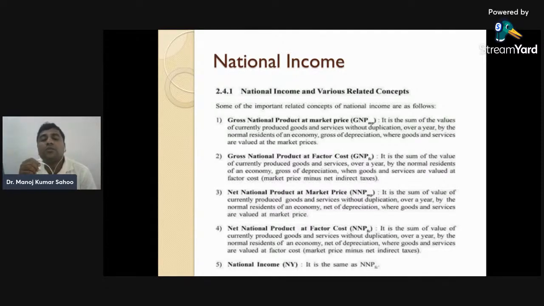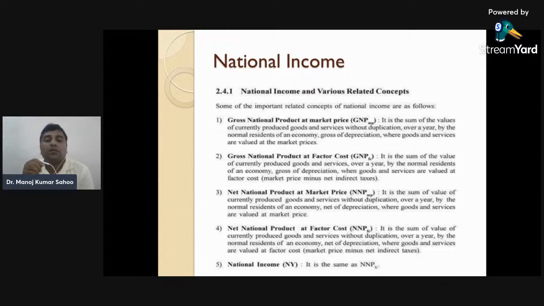So C plus I plus G plus X minus M. X stands for exports, M stands for imports. X means exports, M means imports. Whatever net exports we get is included in the calculation of GDP. So the full formula for calculation of GDP is C plus I plus G plus X minus M.